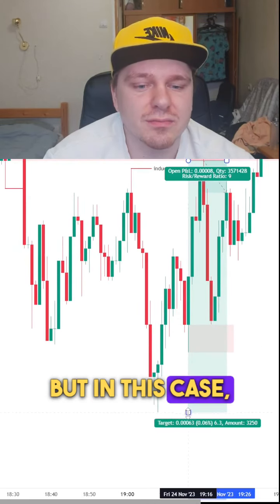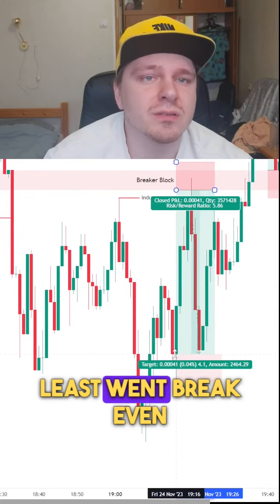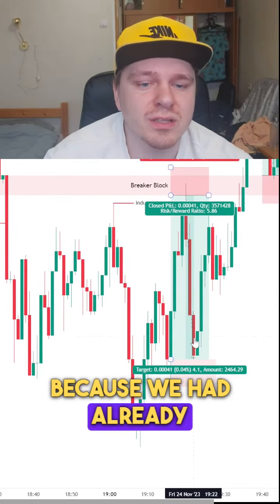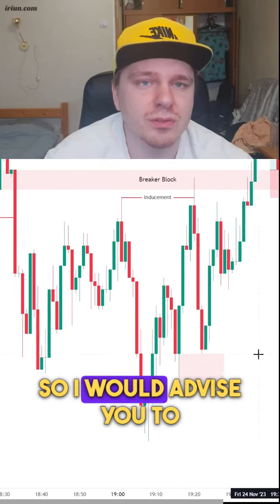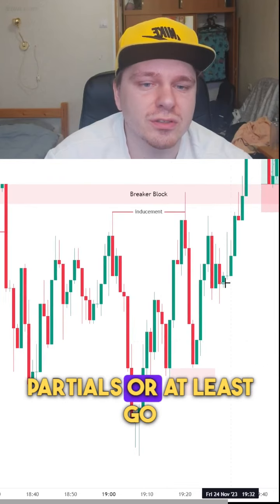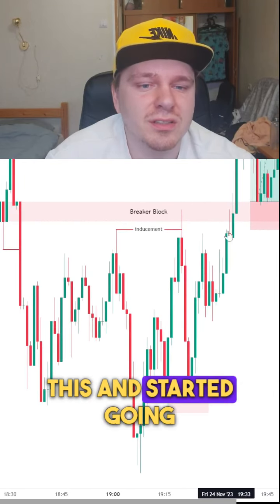But in this case, obviously, we should have taken some partials, or at least gone break even, because we already had these three candles going down. So we are already in profit. I would advise you to at least take some partials, or at least go break even. The price tapped into this and started going up.